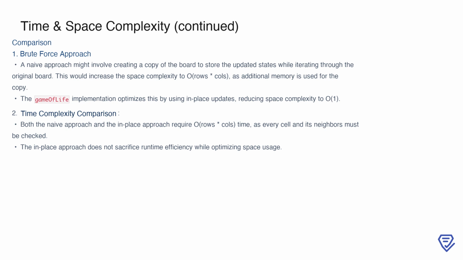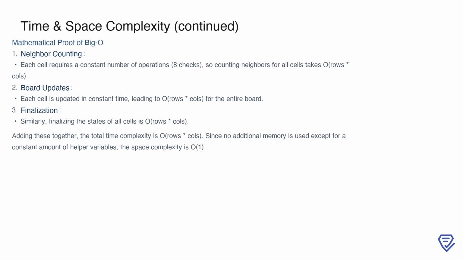Regarding time complexity, both the naive approach and the in-place approach require O(rows*cols) time, as every cell and its neighbors must be processed in both cases. However, the in-place method achieves this without sacrificing runtime efficiency, while optimizing memory usage, making it a more resource-efficient solution overall. To formally solidify the time and space complexity, we can break down the operations mathematically.